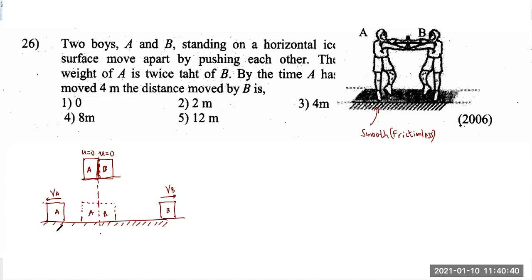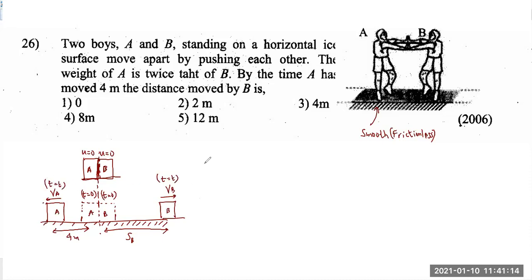Right, fine. So they are comparing the distances. What are they saying? By the time A has moved 4 meters, so A has moved 4 meters means this is 4 meters. They are asking what is the distance moved by B. So I'll take it as distance SB. If they started here when time is equal to 0, both should have traveled the same time.